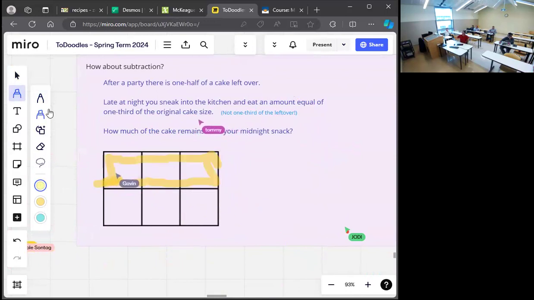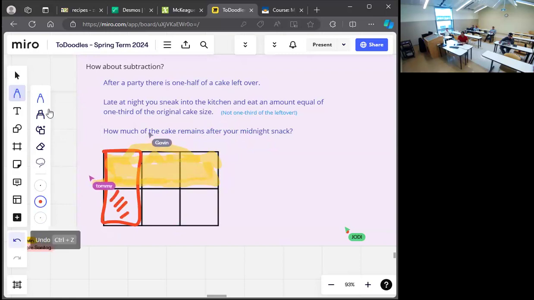Okay, yay, there's half. Okay, so there's half a cake left over. So that yellow part is left over. This part here at the bottom is gone. That was eaten at the party. Late at night, you sneak into the kitchen and you eat an amount that's equal to a third of the cake. So here's a third of the cake, that's how much you get to eat. But of course, you're not eating those two pieces, because this one was already gone.